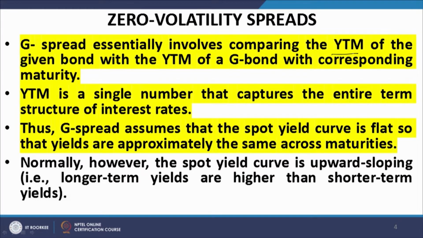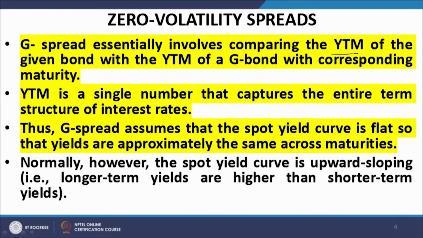Now, as I mentioned just now, YTM is a single number that captures the entire term structure of interest rates. Therefore, the G spread assumes that the spot yield curve is flat because you are capturing it with one number. You are discounting all cash flows during the life of the instrument at one number, that is the YTM, and therefore, you make the implied assumption that the spot yield curve is a flat curve and the yields are approximately the same across maturities.